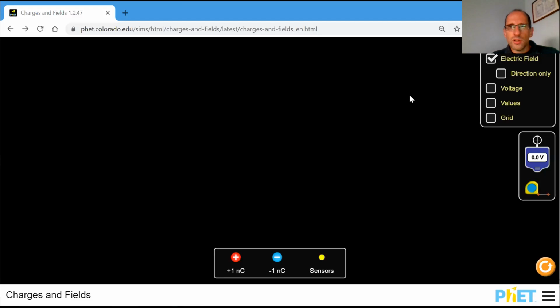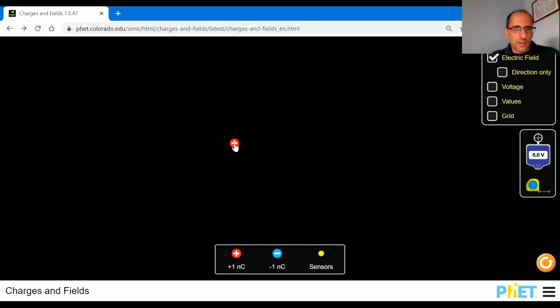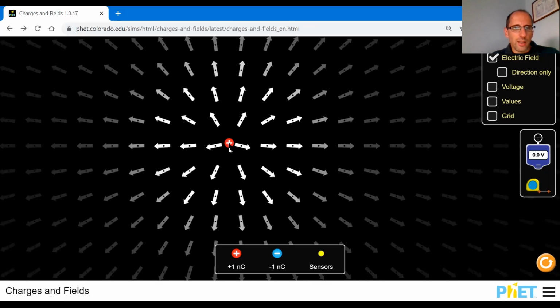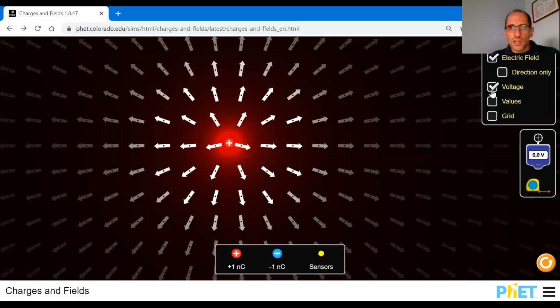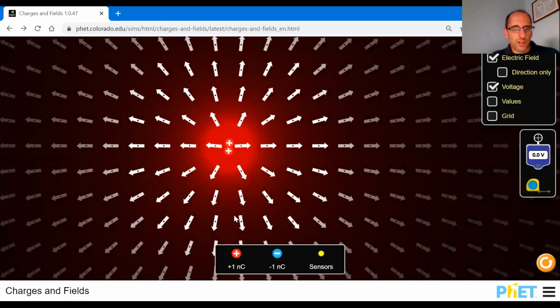Okay, so here's the tool. Again, just give me 1 second. So I'm just going to drag, here's 1 nanocoulomb of charge, and you can see I drag it over here, and you can see all these electric fields, the orientations of the electric fields anyway, and you see the brightness where the electric fields are very high, and as it fades out, the electric fields are falling off. But we can do all kinds of things here. We can look at voltage. Let's throw some more charges in there.